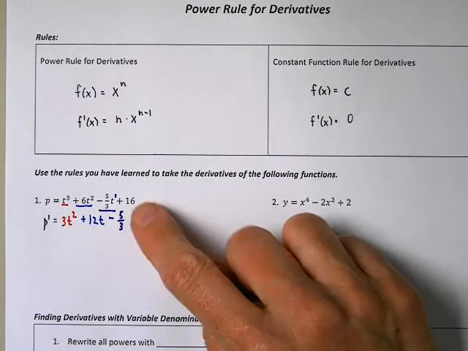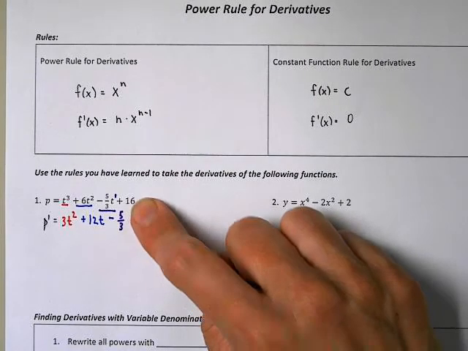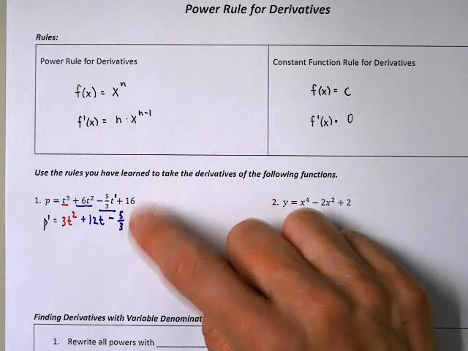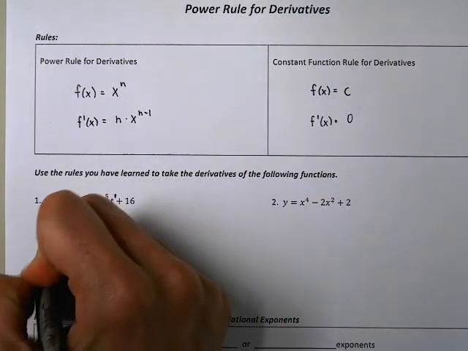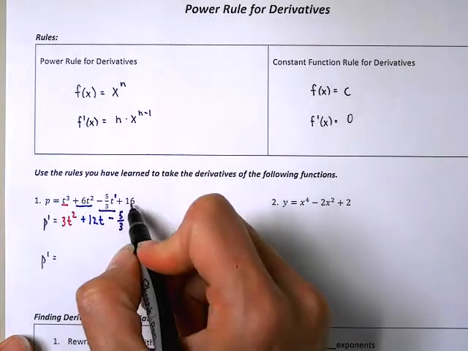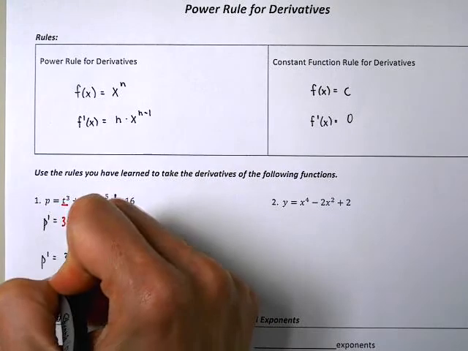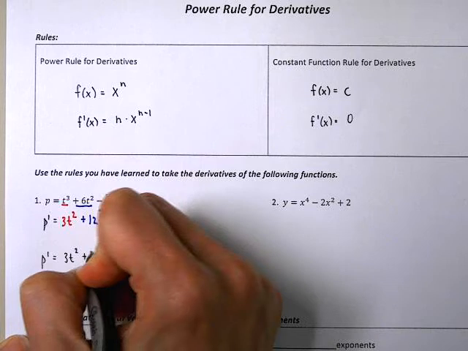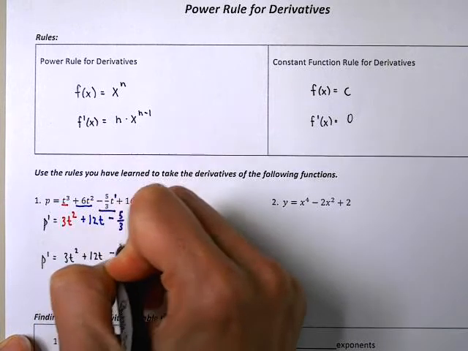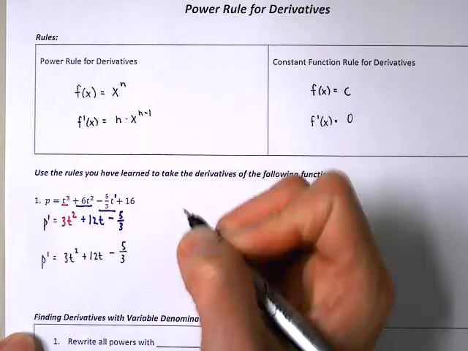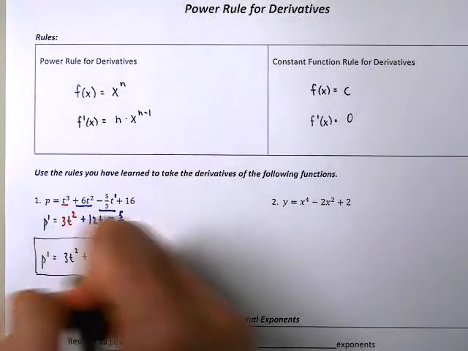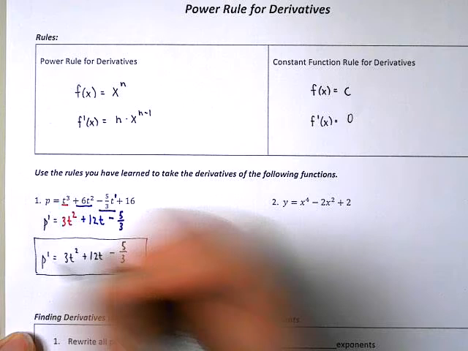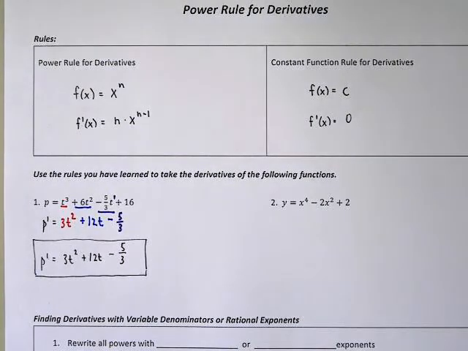And now my last term is a constant term, its derivative is 0, so this is actually my final answer. I'm going to write it so it's a little more clear. So the derivative of the last term is 0, so my derivative is just 3t squared plus 12t minus 5/3. And that would be my answer. Notice in my notation I used p prime to denote the derivative there.